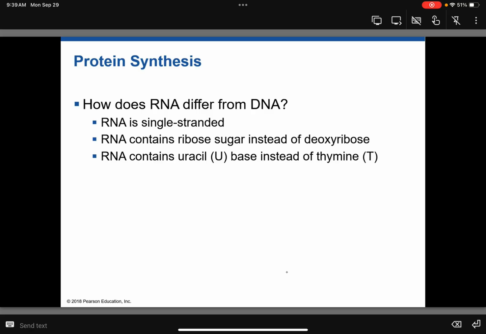Slight differences between our DNA and our RNA. If you remember, RNA is single-stranded rather than being a double-stranded helix like DNA. And RNA contains a ribose sugar instead of a deoxyribose sugar. And RNA contains uracil base instead of the thymine base.